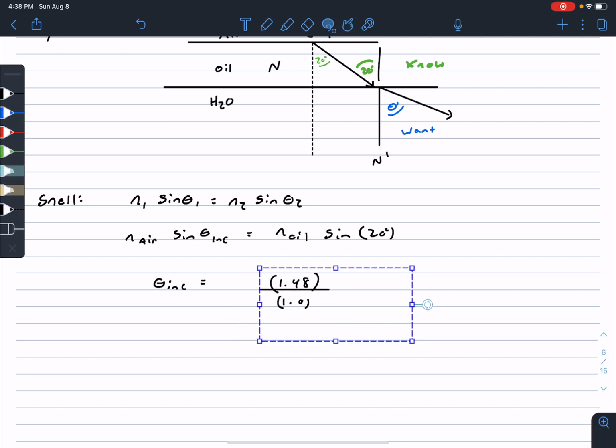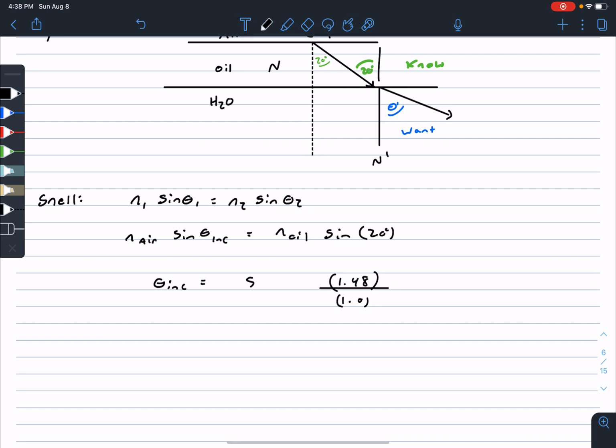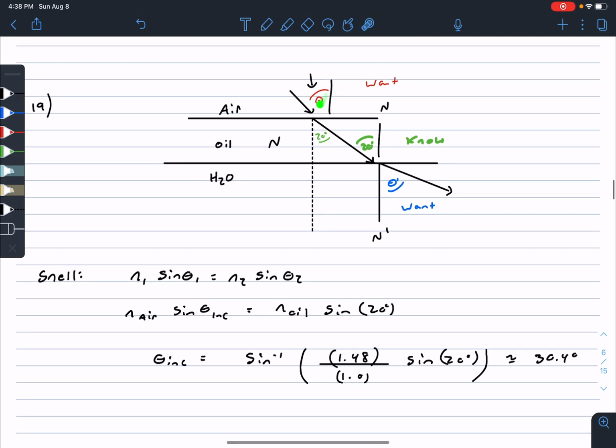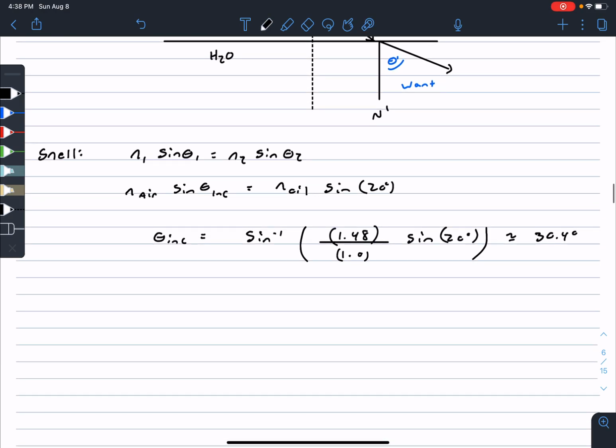Move this over here a little bit. This is going to be the arc sine of this. So all I'm doing is taking this formula and solving for this angle here, okay? And that's sine of 20 degrees. So when we plug that into a calculator, this gives us an angle of incidence of 30.4 degrees. So this angle is 30.4. All right, moving on to the next one.